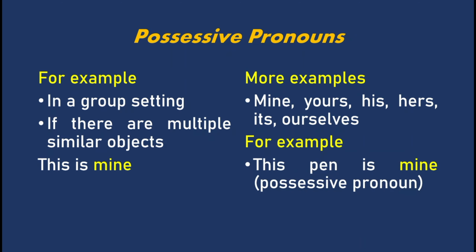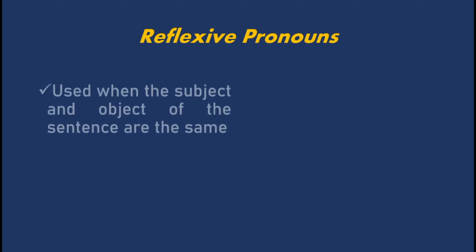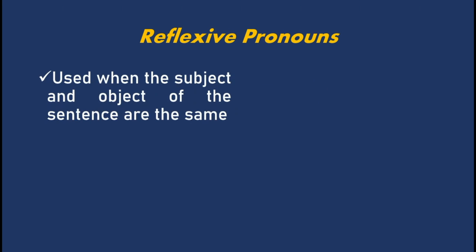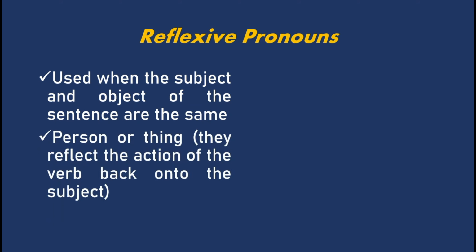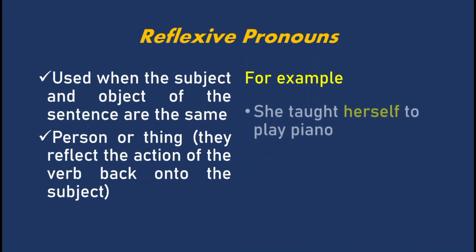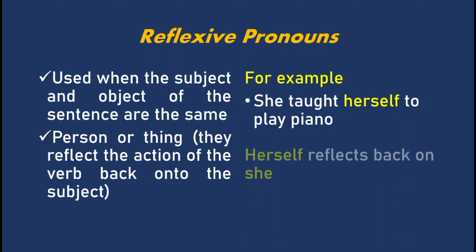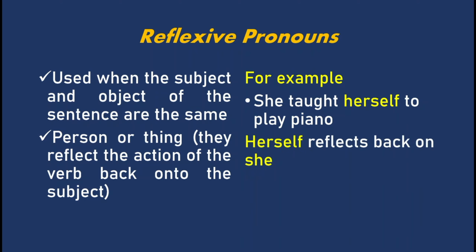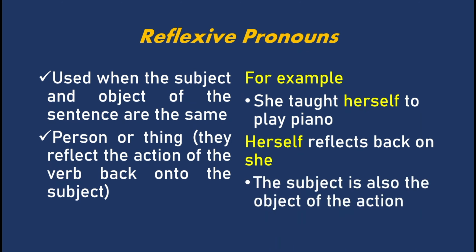The third type of pronoun that we are going to discuss is reflexive pronoun. Reflexive pronouns are used when the subject and object of the sentence are the same person or thing. They reflect the action of the verb back onto the subject. For example, in the sentence, she taught herself to play piano, herself reflects back on she, indicating that the subject is also the object of the action.